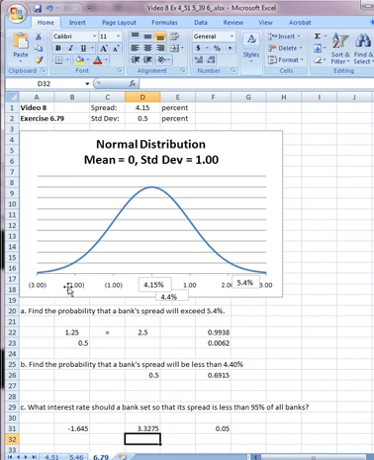So the area of this tail will be half of 5% or 0.025. The other half of the 5% will be up here. In this problem, we have a single-tailed problem, so all of the 5% will be in this lower tail.